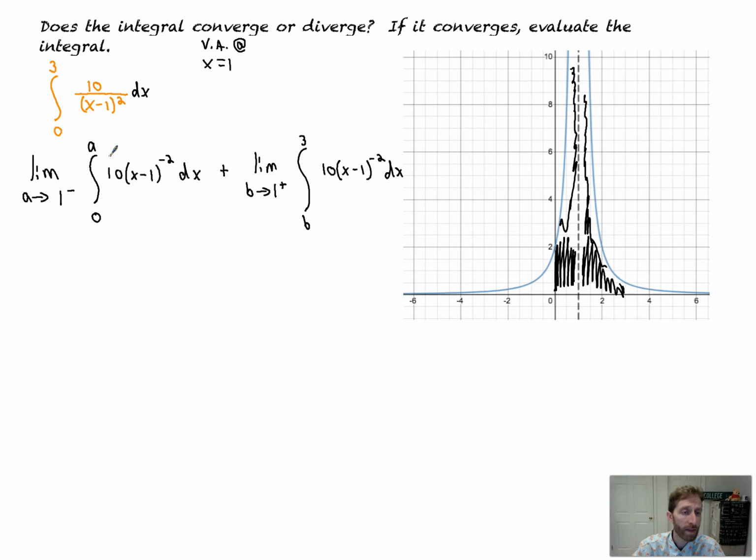Now, if this thing diverges, you do not need to check the right side. The whole thing will diverge. If this converges, we need to go and check that one. Let's do it. So we get the limit as a approaches 1 from the left side. The integral of this is not bad, actually. It's 10 times, we'd add 1 to this, x minus 1 to the negative 1 divided by that negative 1. That's it. There's your integral.